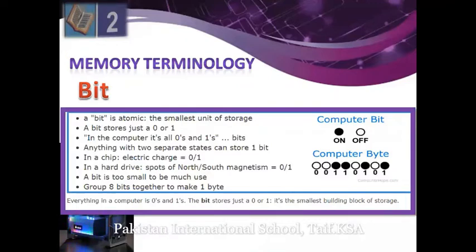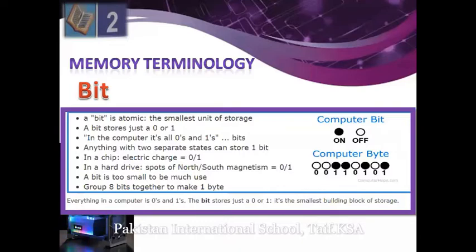Anything with two separate states can store one bit. In a chip, electric charge is 0, 1, meaning it can save 0, 1, 1, 0. In a hard drive, spots of north-south magnetism are 0, 1, 1, 0, like this. A bit is too small to be much used. A group of 8 bits together is called a byte.